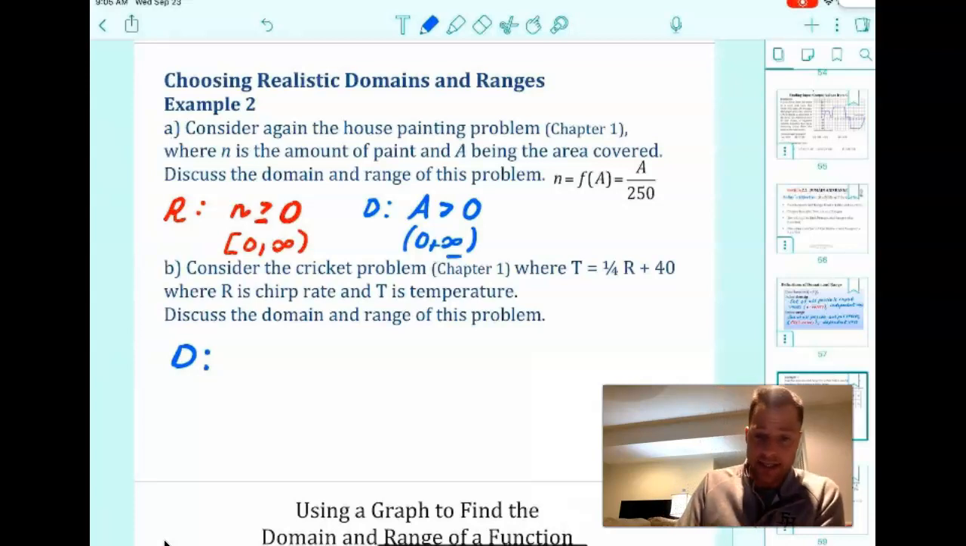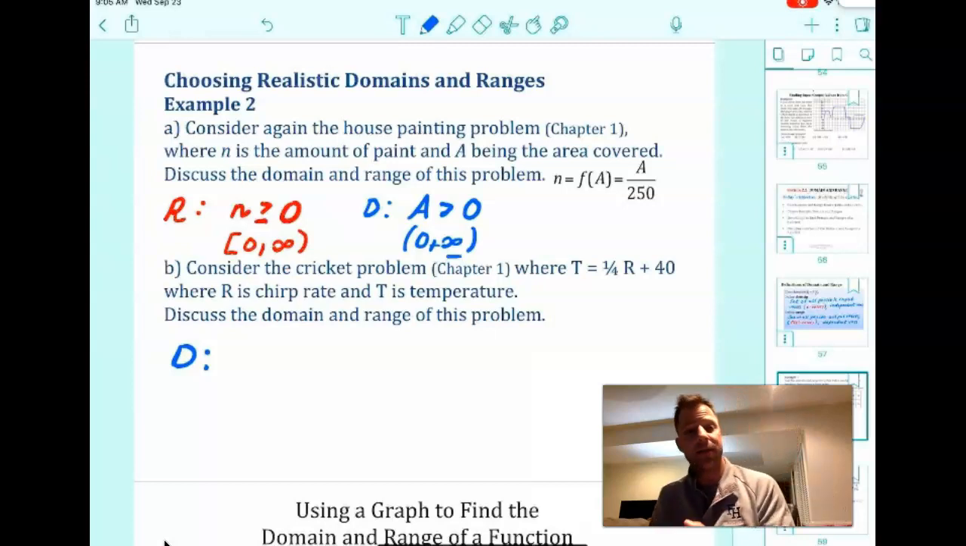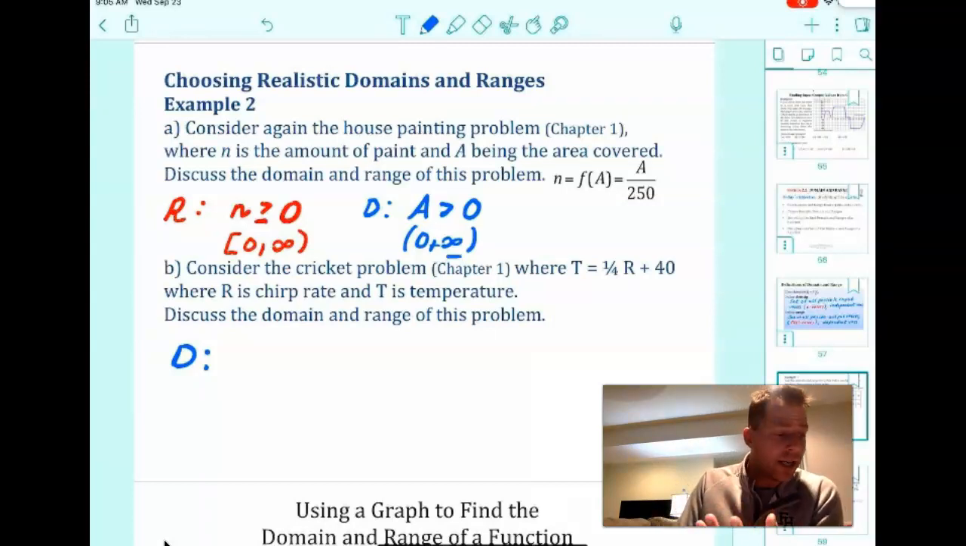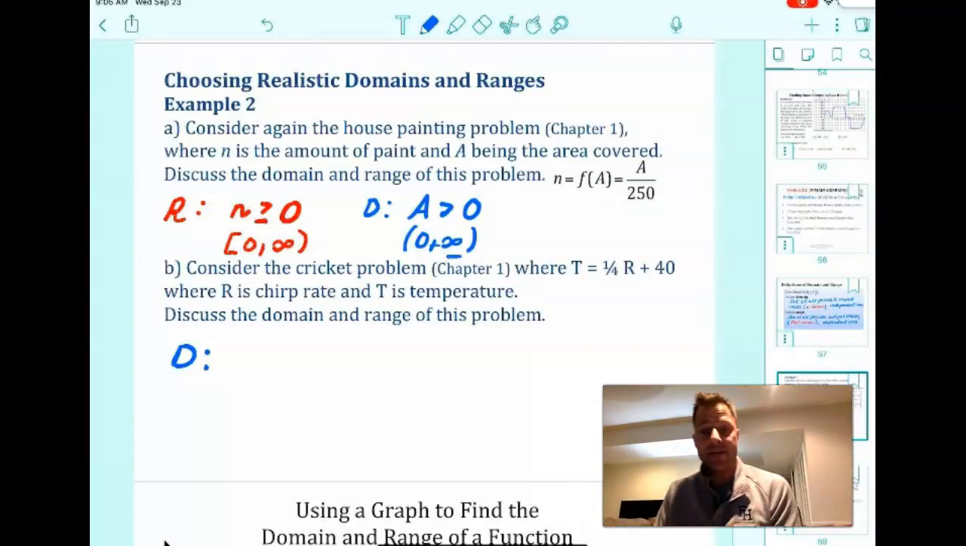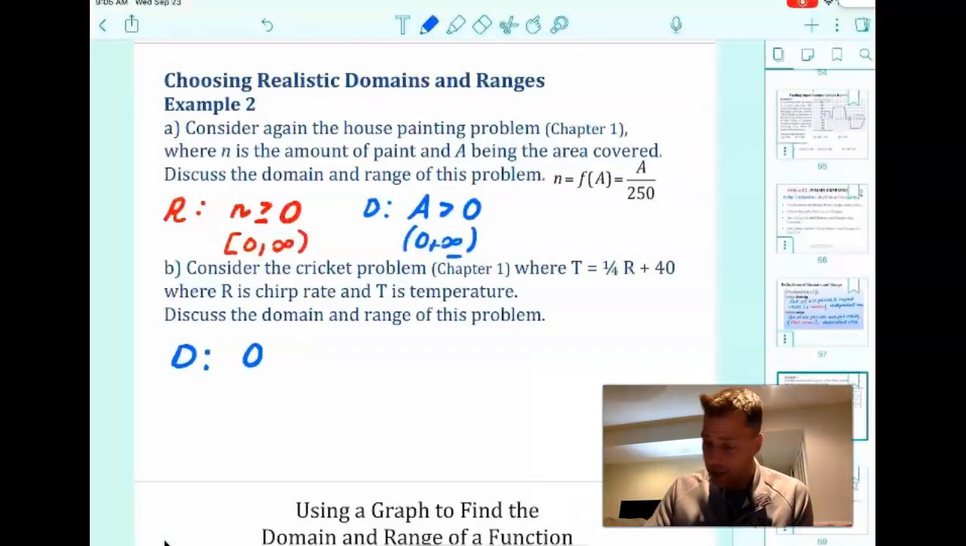The chirp rate is the independent variable because the crickets are going to chirp no matter what. The temperature depends on the number of chirps, remember. So we're not going to have a negative chirp rate. Could you have 0 chirps? Probably, right? If the crickets are quiet, they get quiet when people are around. They don't like to chirp.